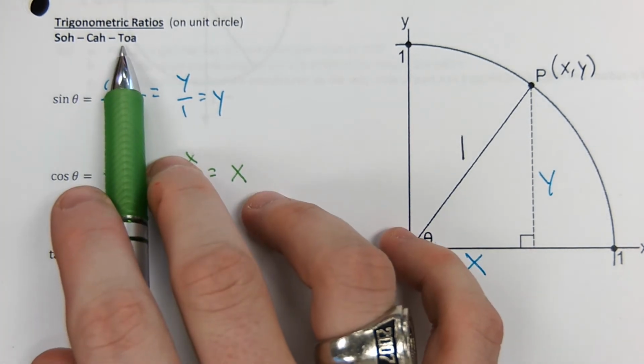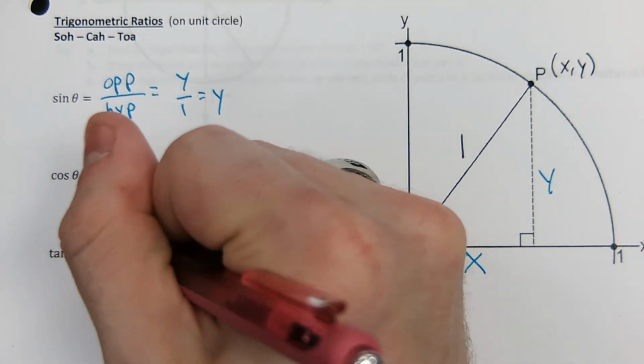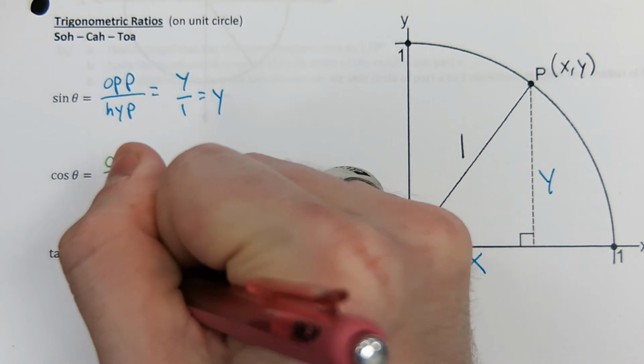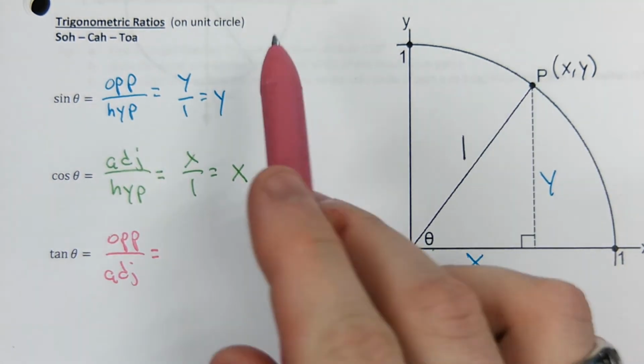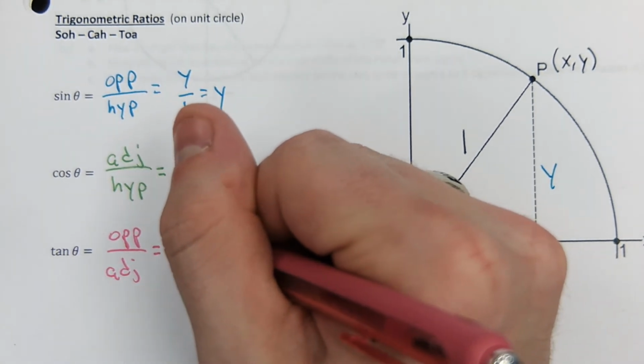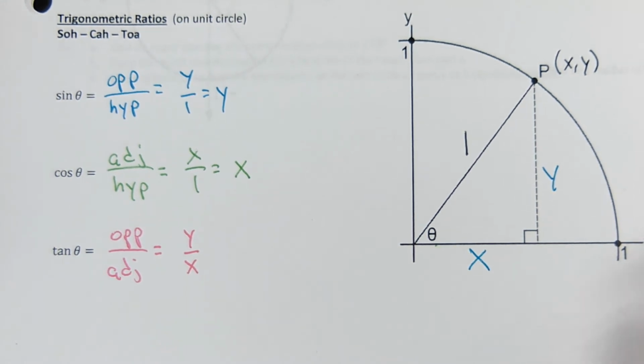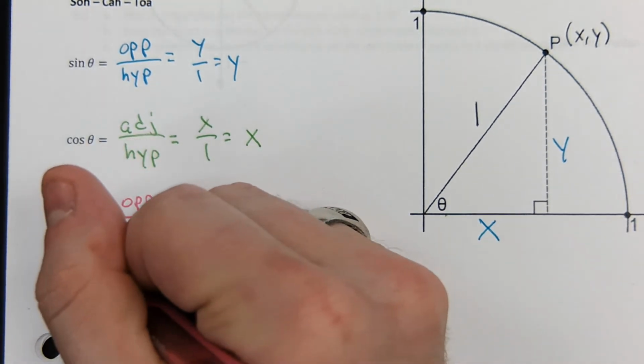And tangent, TOA. Tangent uses the opposite side over the adjacent side. You guys have already told me that the opposite side is y. You've already told me that the adjacent side is x. So tangent theta is y over x. What does that imply? Do you see it? Anybody see the implication of saying tangent theta is y over x? That means that tangent of theta is sine theta over cosine theta. That's called a trig identity.